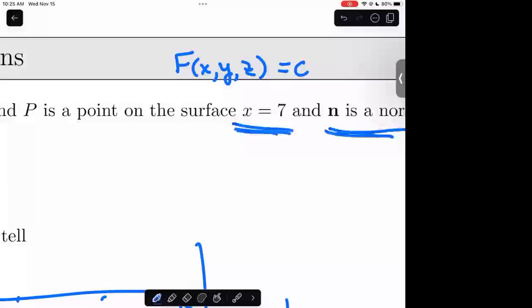So again, I do have all of my variables on one side. It's kind of silly because it's just x. And I have a constant on the other side. And so if I take my gradient, this is going to be a partial derivative with respect to x. Well, that's going to be 1. A partial derivative with respect to y, 0. And a partial derivative with respect to z, 0, right? Because again, on that left-hand side where all of our variables are, there's just a single x. And so this is going to be a normal vector.